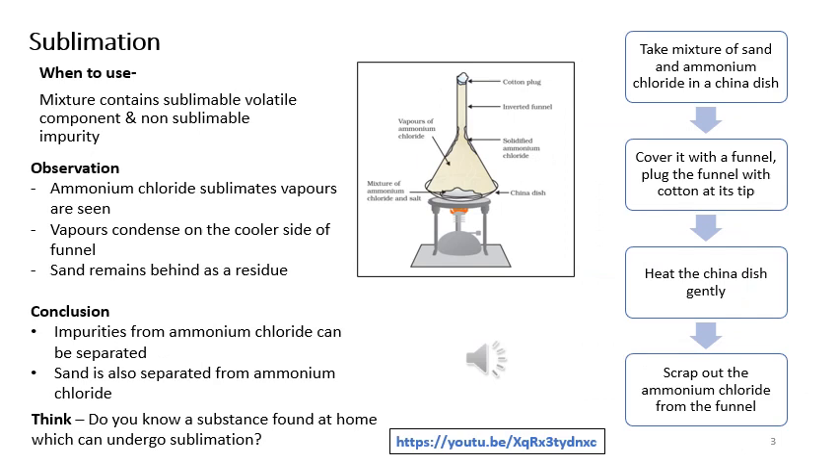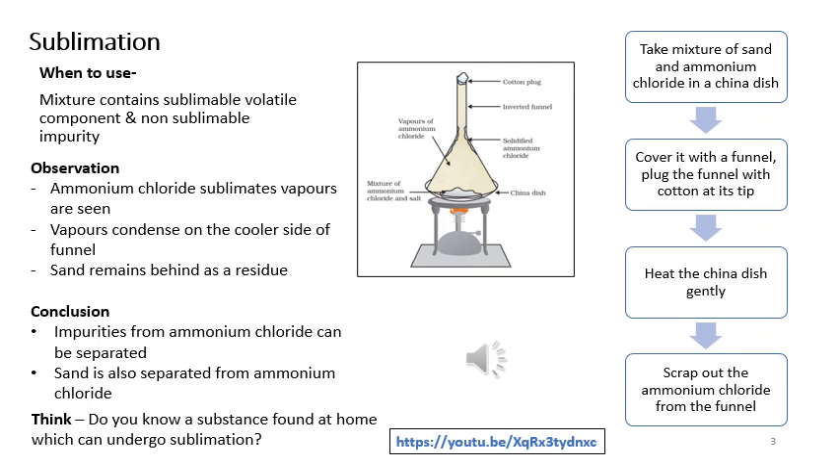Sublimation is another special technique for separation. When is it used? When one of the components of a mixture undergoes sublimation. Sublimation means that the substance will directly go from solid state to gaseous state when we apply heat. Now this substance is removed. The mixture contains a sublimable, volatile component and a non-volatile or non-sublimable impurity.